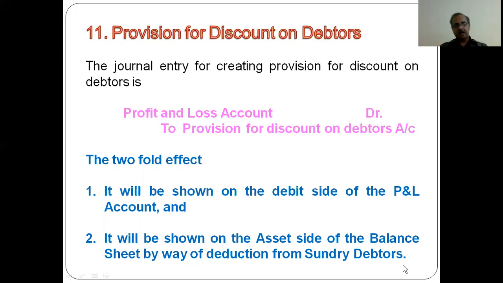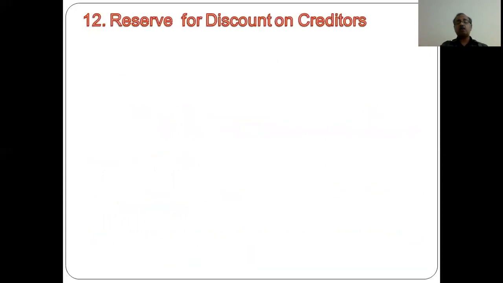So regarding debtors, whether it is bad debt, provision for doubtful debt, or provision for discount on debtors, these three figures will be deducted from total sundry debtors on the asset side of the balance sheet, and the net figure, or good debt, will be shown in the outer column of the balance sheet.